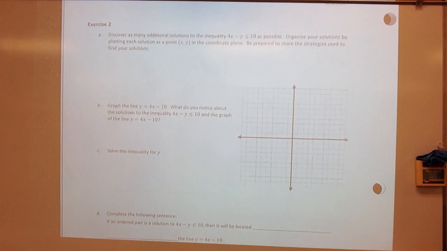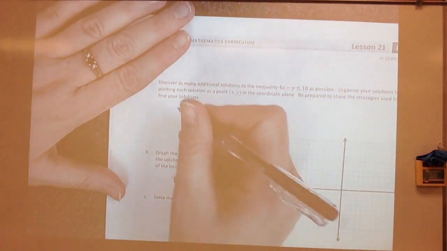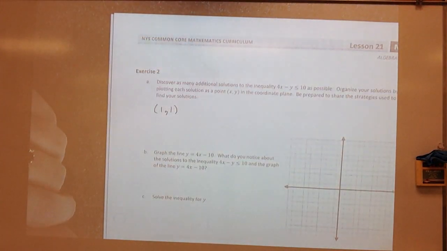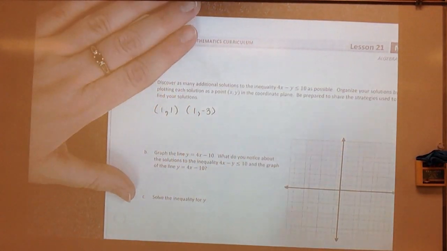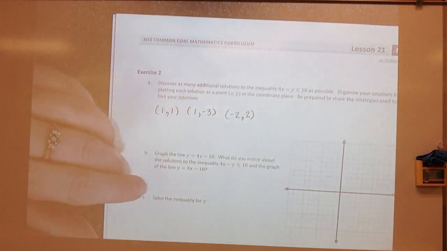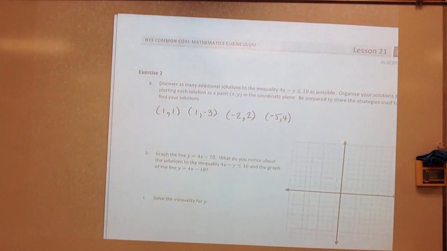The first thing you need to understand is there are many, many solutions to this inequality. You're never going to be able to find them all. All right? So you may have solutions that I don't have, or I may have solutions that you don't have. But I'm just going to give you some examples of other numbers that would fit in this inequality. So 1, 1 would work. All right, 1, -3 would work. -2, 2 would work. All right, and -5, 4 would work. So these are some other examples of points that would work for this inequality.